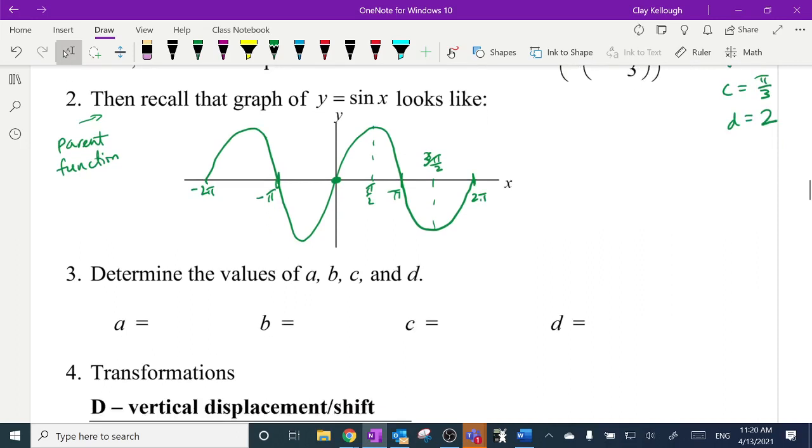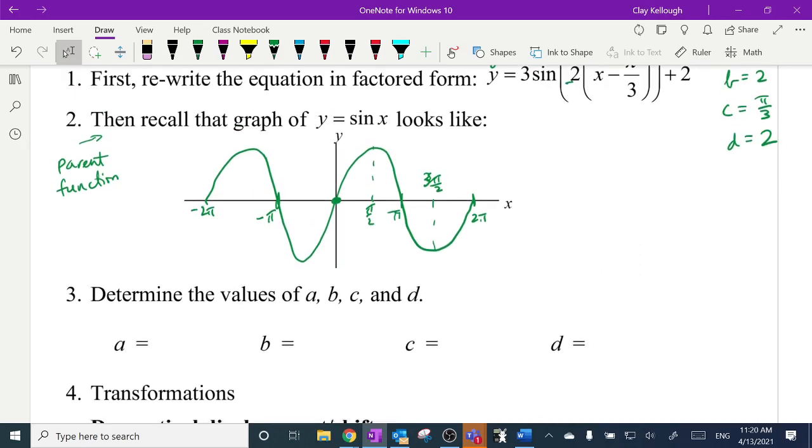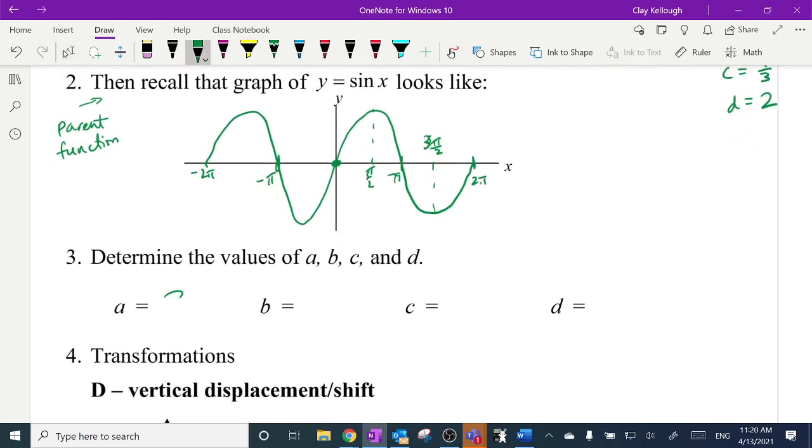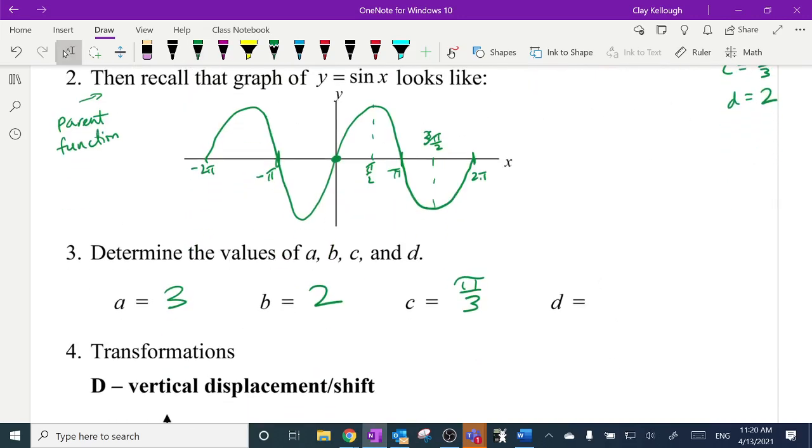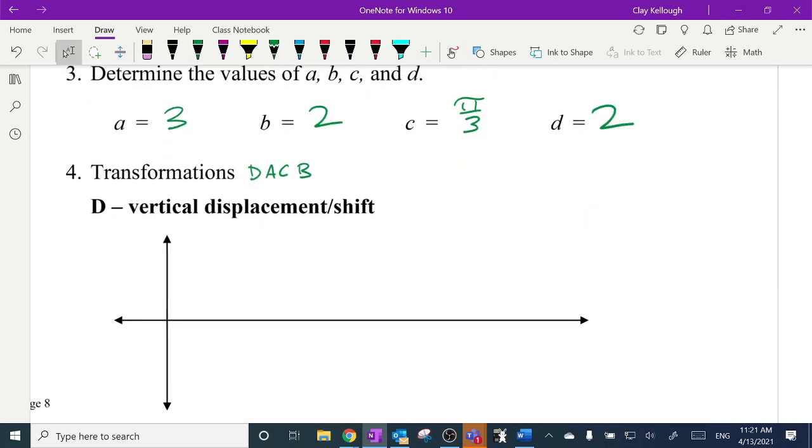Okay, next. You determine the values of A, B, and C. So again, I wrote them over there. I kind of forgot that we already have them coming. So A is 3, B is 2, C is pi by 3. Sorry, wait a minute. Isn't it 2 pi by 3? Oh, no, we factored it, right? It's pi by 3. And D is 2. And then we do the transformations in this order: D, A, C, B.